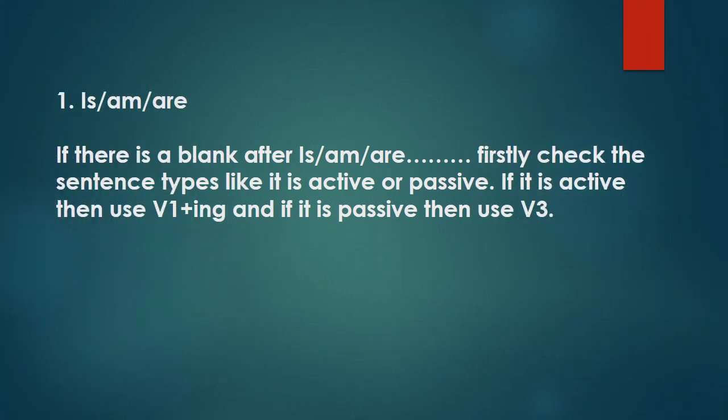Taking our first rule, it is for is, am and are. If there is a blank after is, am, are, firstly you will check for the sentence type, that is, whether it is in the active or passive voice. And if the sentence is in its active form, you will use the verb with the ing form. And if the sentence is in its passive voice, you will use the verb form which ends with ed.